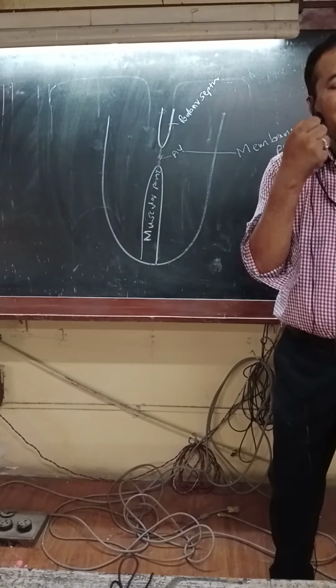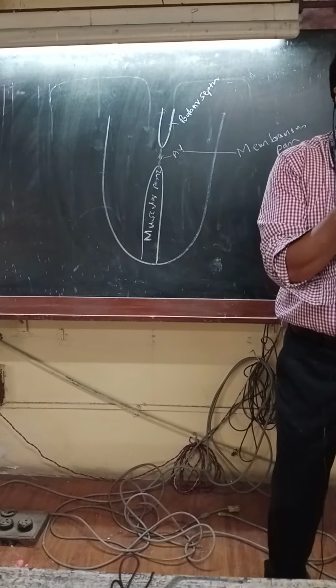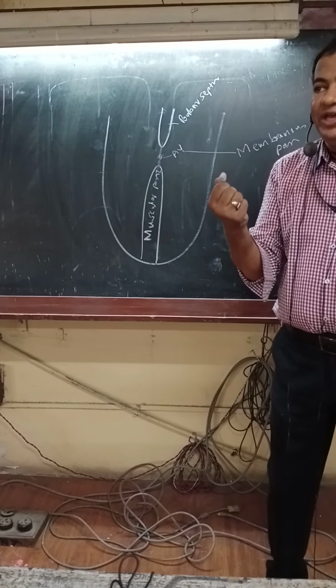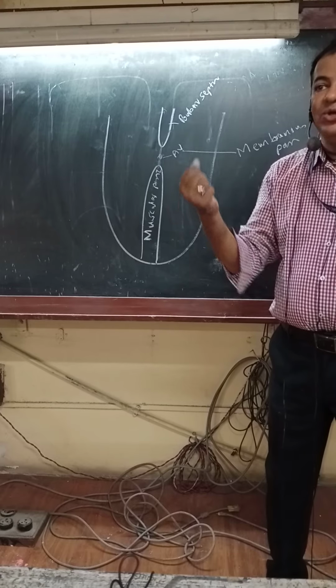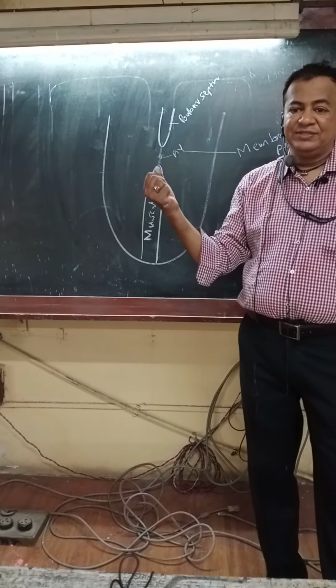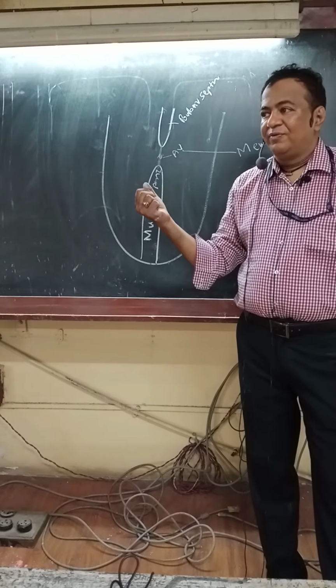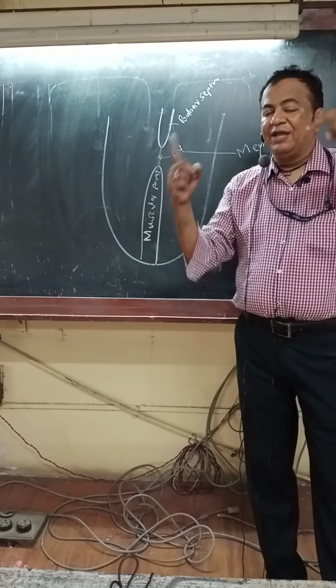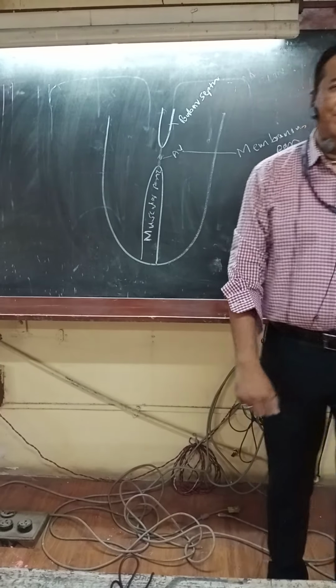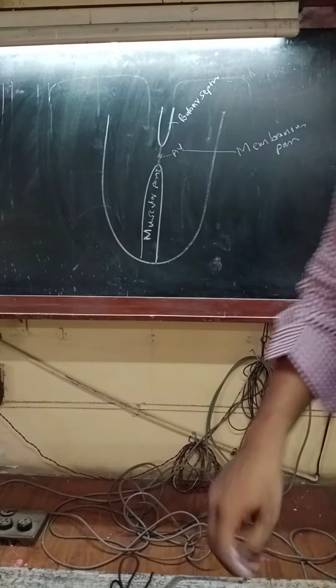If the AV cushions don't proliferate, it will lead to VSD, ventricular septal defect. And if septum primum fails to unite with secundum, atrial septal defect. So we stop here. Thank you so much.